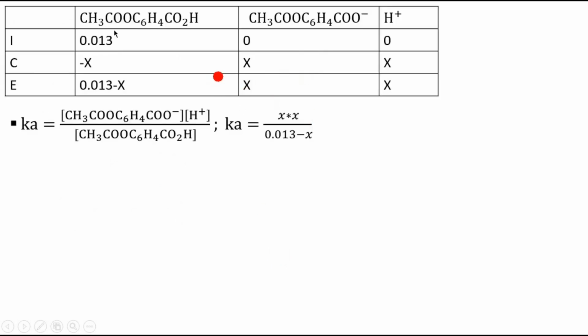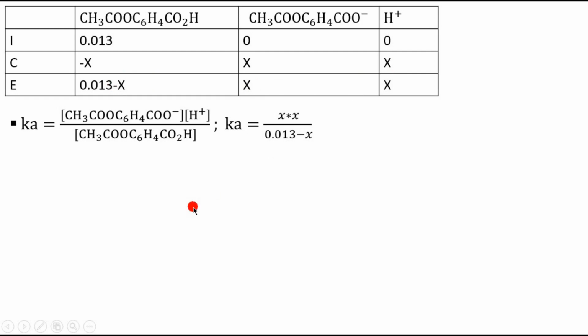So this is the table. They are saying the concentration is the same as the salicylic acid. Remember, it was 0.013. Then here initially you have 0 and here you have 0. Then we do the change. We remove the reactant by forming here the product, and this is what will happen at equilibrium.